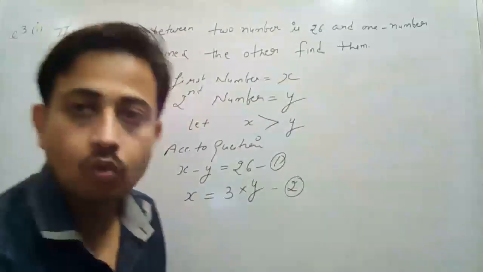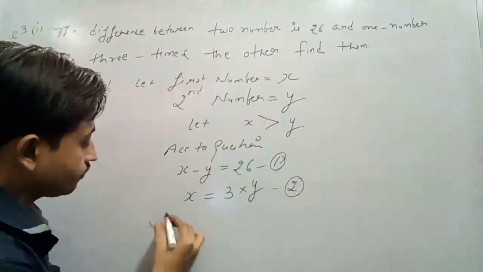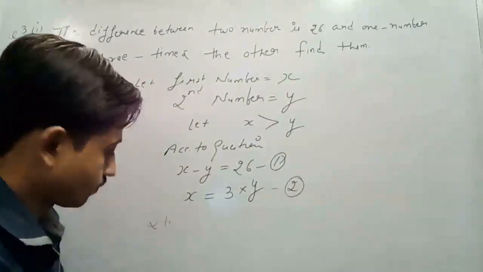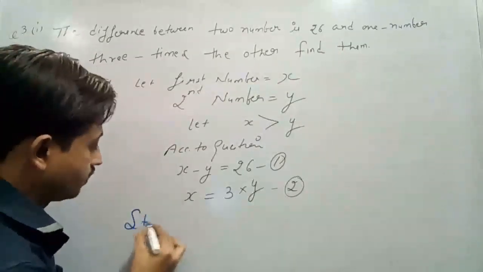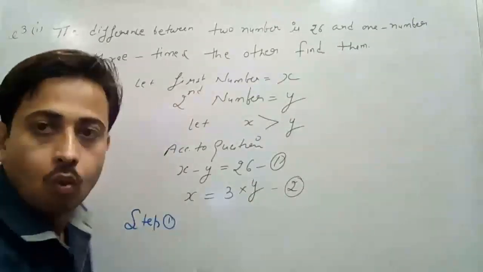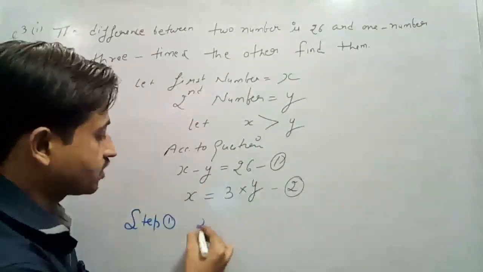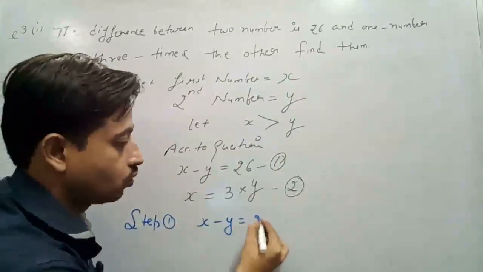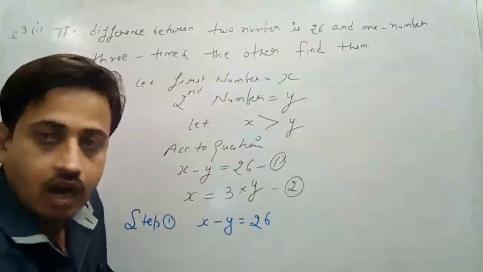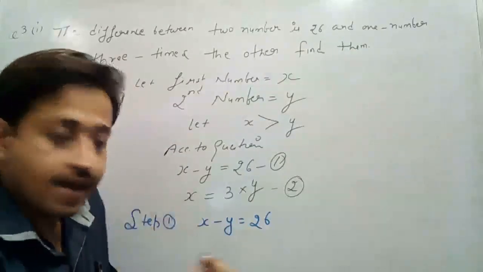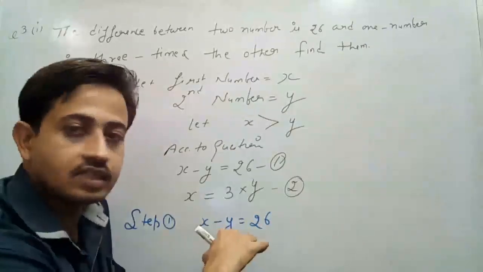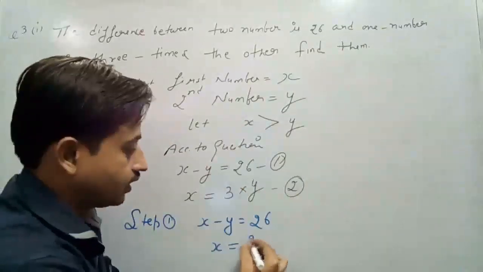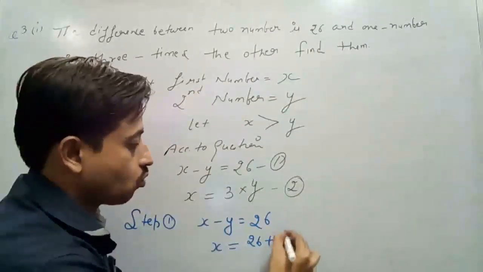Now what's the rule? Apply. I am applying step 1. Using the first equation, x minus y is equal to 26. I am trying to get the value of x in terms of y. That's why I have to take this negative y to the right hand side. It becomes 26 plus y.